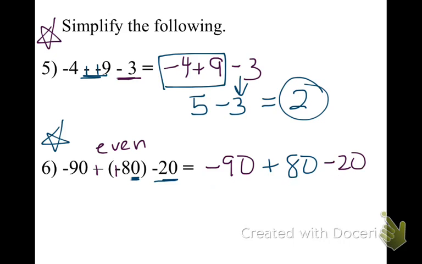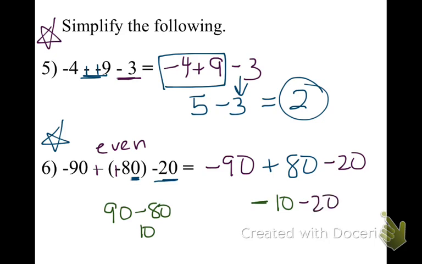So now let's combine what's left over here. So I have a negative 90 plus 80. Now 90 is the bigger term. Since 90 is the bigger term, I know it has to be a negative, so let's rewrite this. 90 minus 80 gives me 10. So I have a negative 10, and then I have a negative 20.